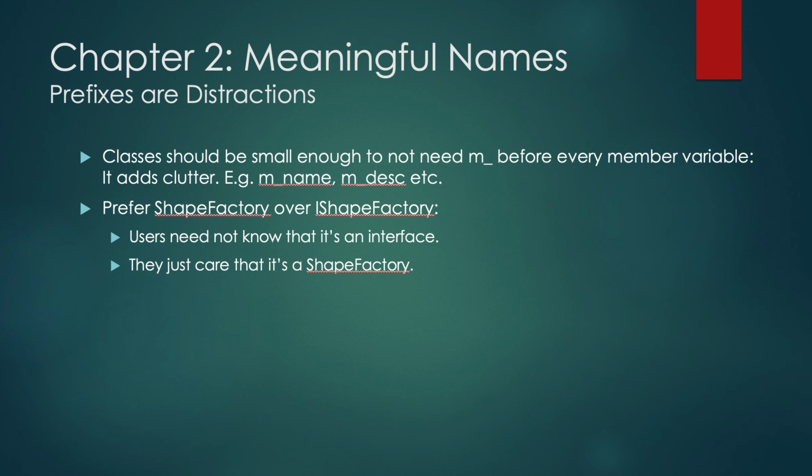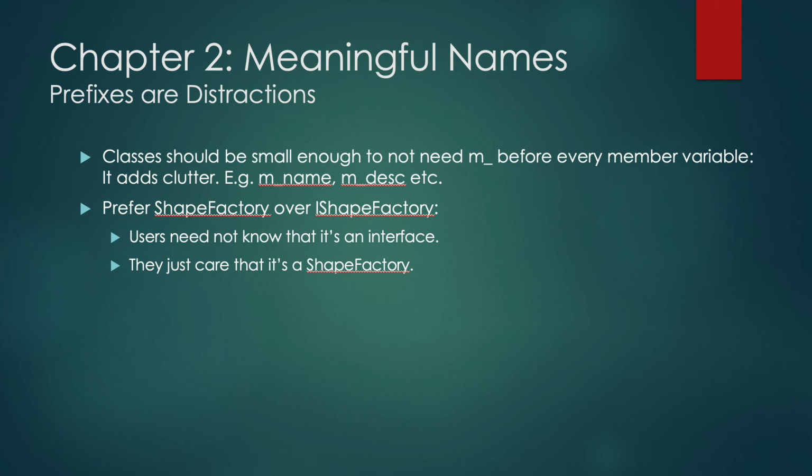So next is prefixes or distractions, right? A lot of languages have best practices, like C++ says you put an M in front of every member variable, like M name, M description, or use an I in front of an interface, like I shape factory. So these prefixes are distractions, right?